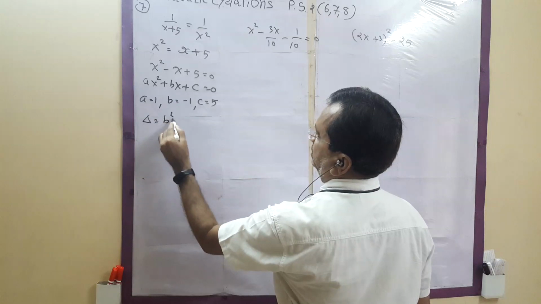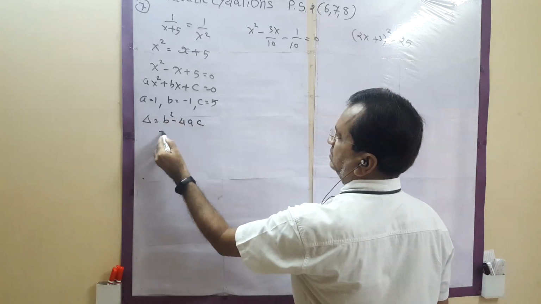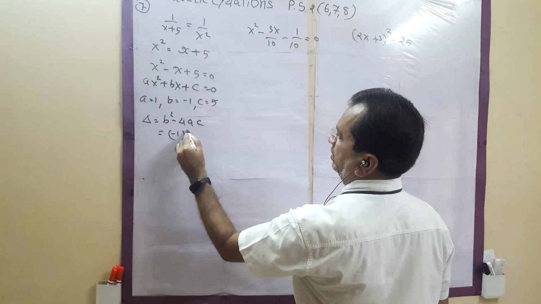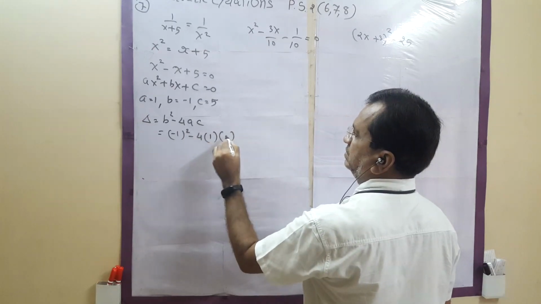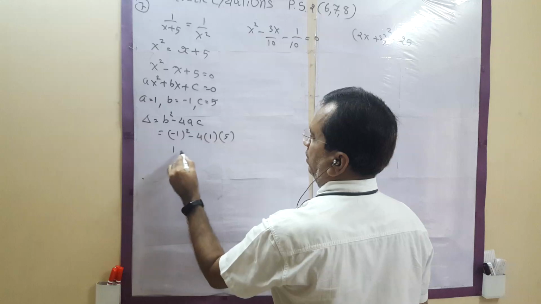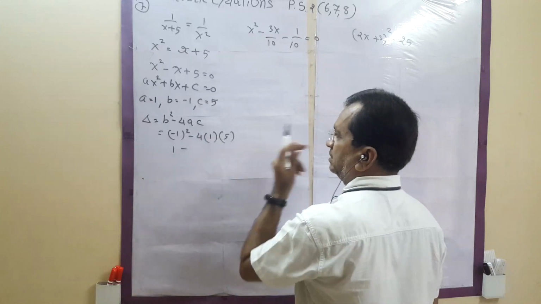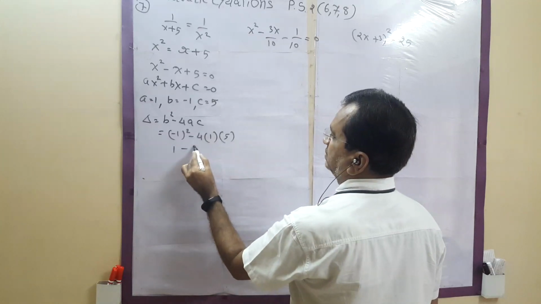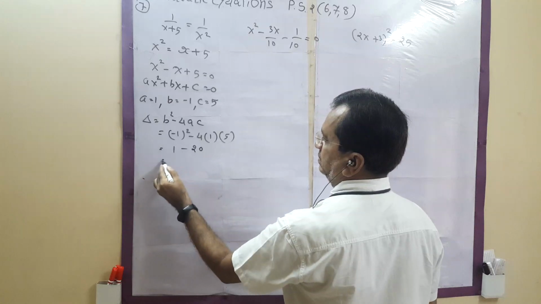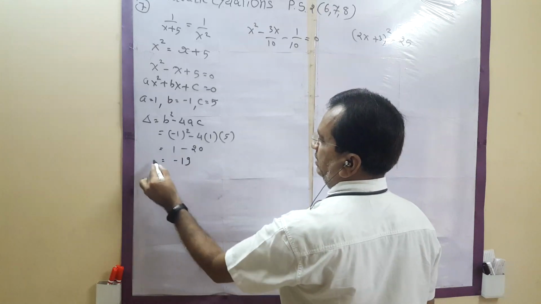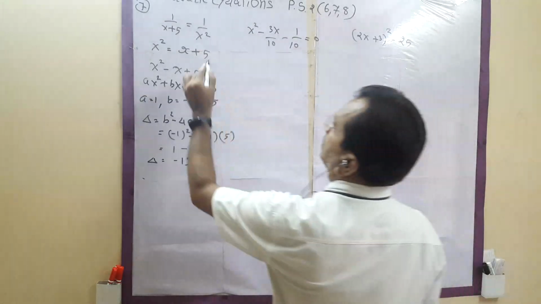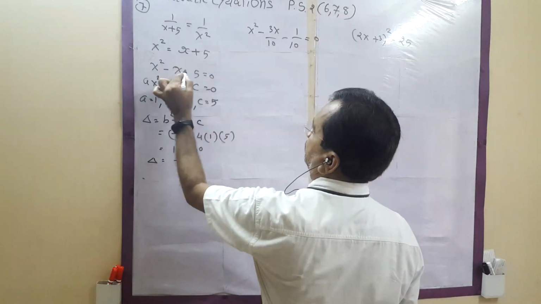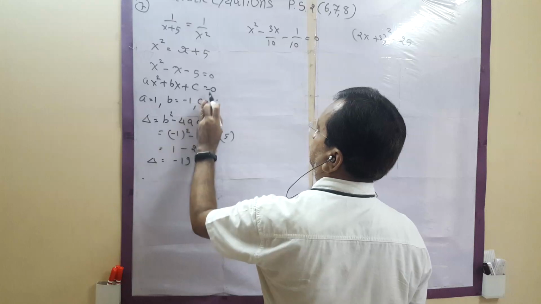Discriminant is b square minus 4ac, that is minus 1 square, 1, minus 4ac, 4 fives are 20, so 1 plus 20 is 21.